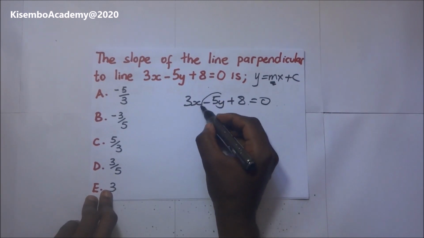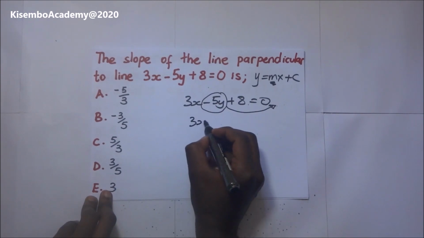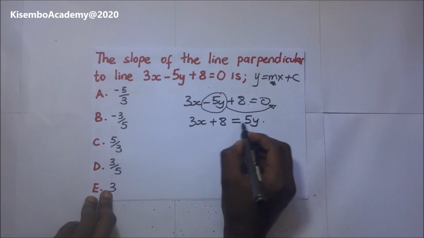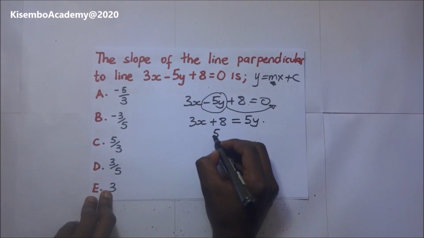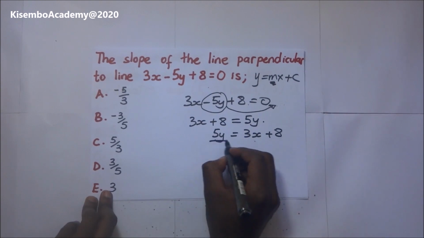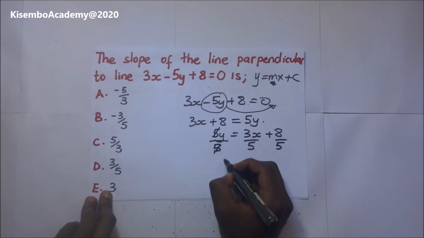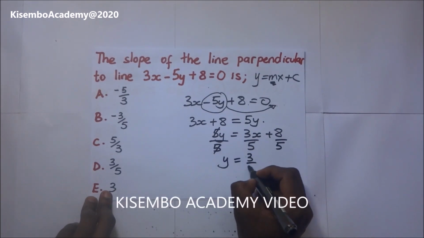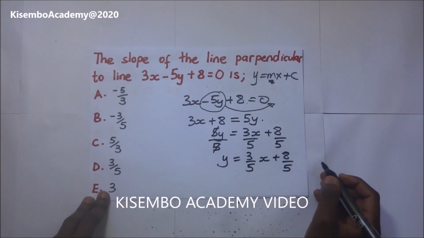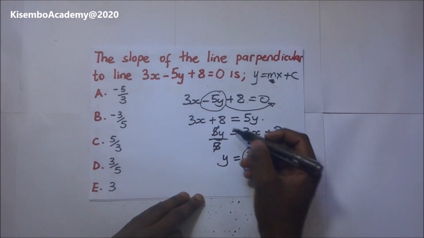Let's bring this negative 5y this side. This becomes 3x plus 8 is going to give us 5y, or if we rearrange it, it becomes 5y is going to be equal to 3x plus 8. Divide both sides by 5, all through by 5, so that this goes with that. You remain with y giving you 3 over 5 x plus 8 over 5. So now, this is the gradient of this line.